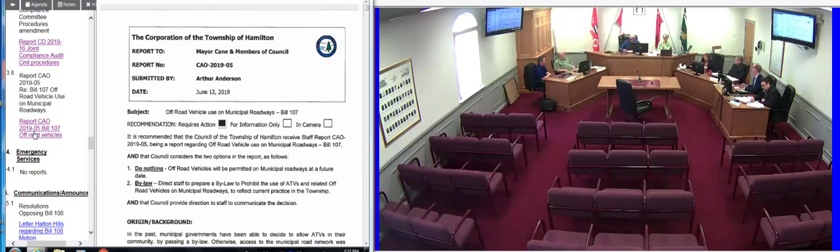Again, I don't believe a bylaw is enough. I think we really need to push to try and get this to remain in the Highway Traffic Act. Yes, Pat. I'm trying to get all my thoughts straight in my head.